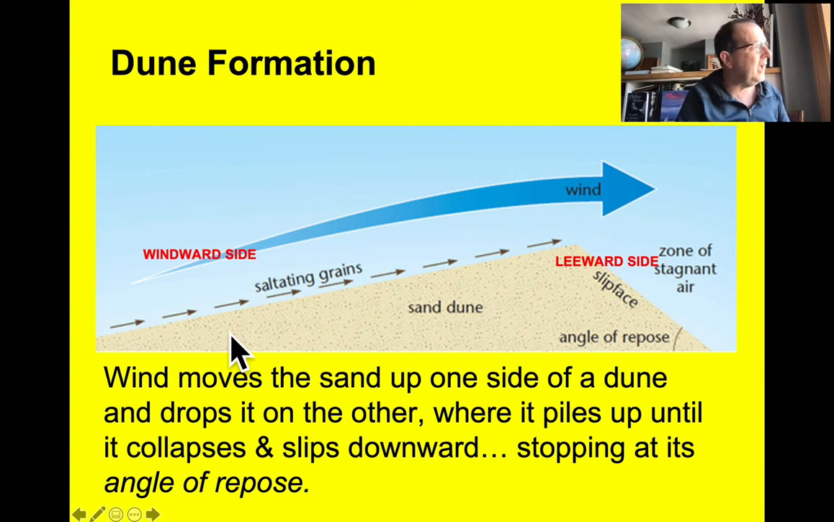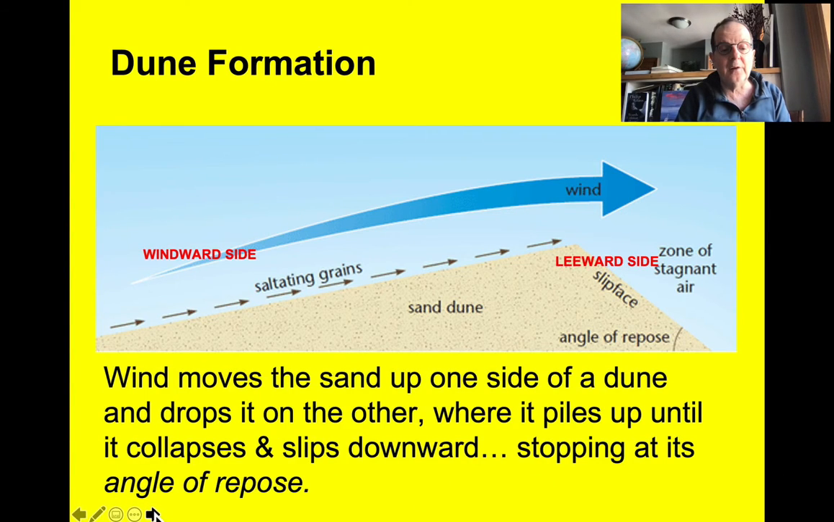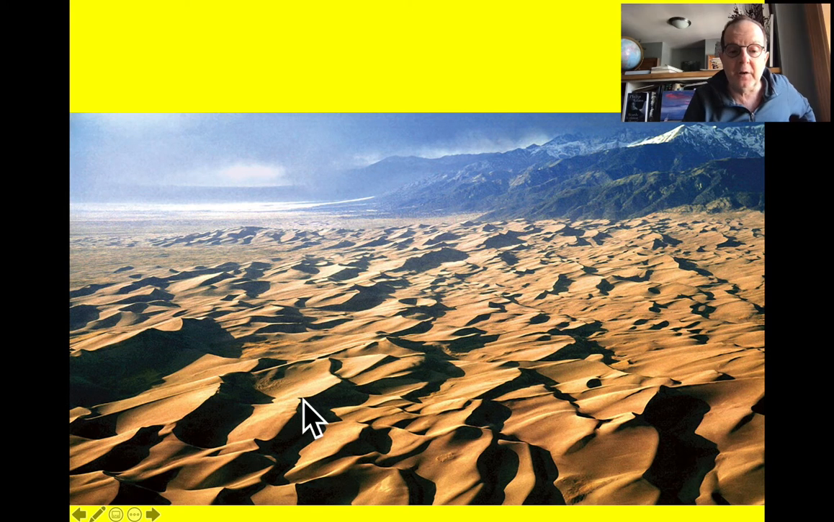And dunes are like slow-moving waves, which can migrate across a vast expanse of open area, say in a desert. They can slowly migrate. And here you can see these dunes with these gentle slope up, steep slope down, gentle slope up, steep slope down, gentle slope up. And this is out west. I can't remember where in the United States.